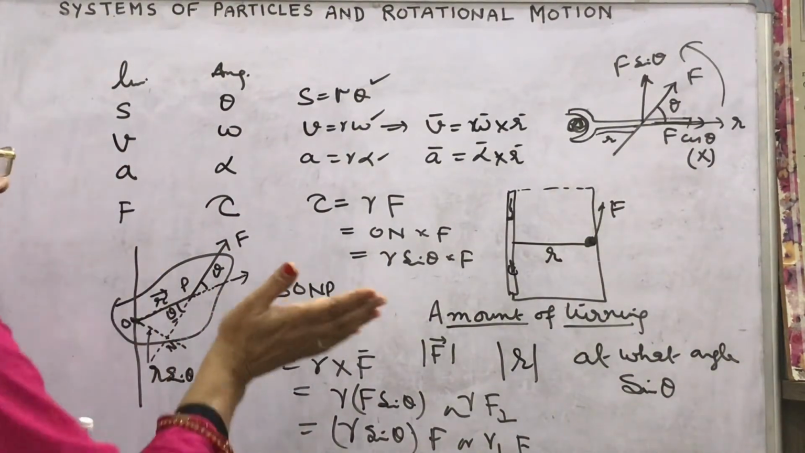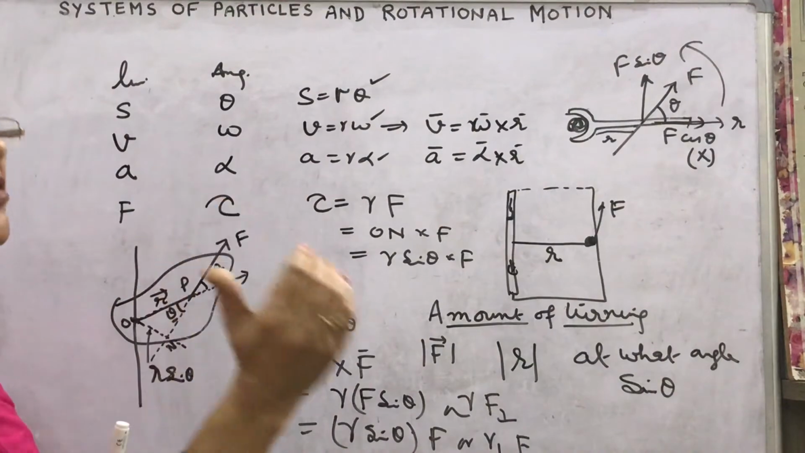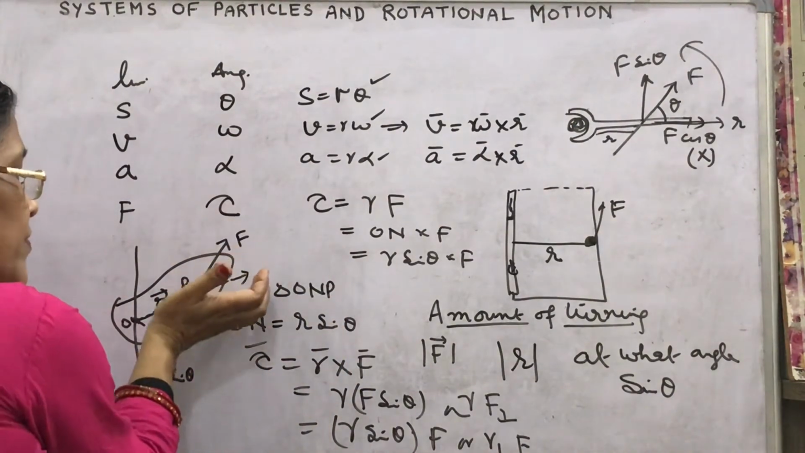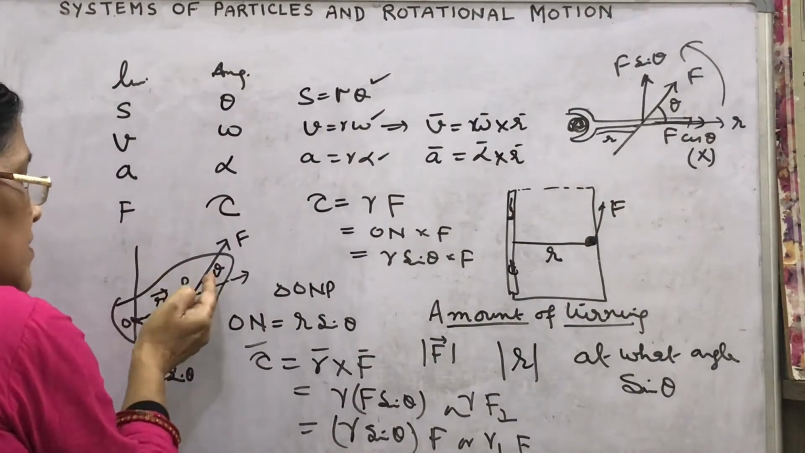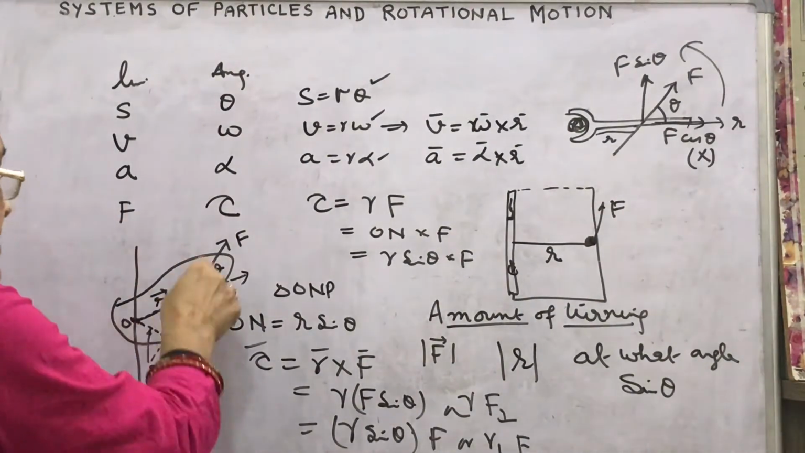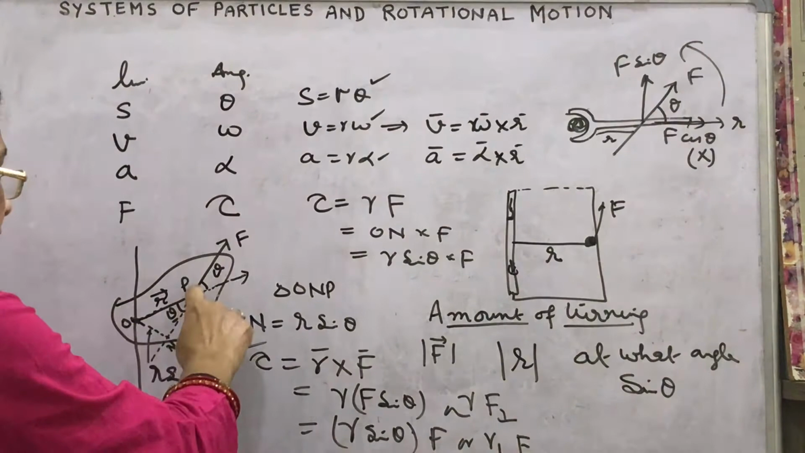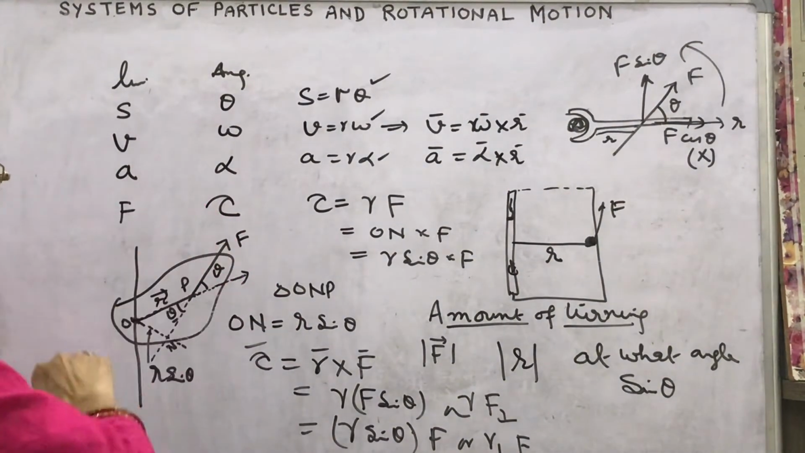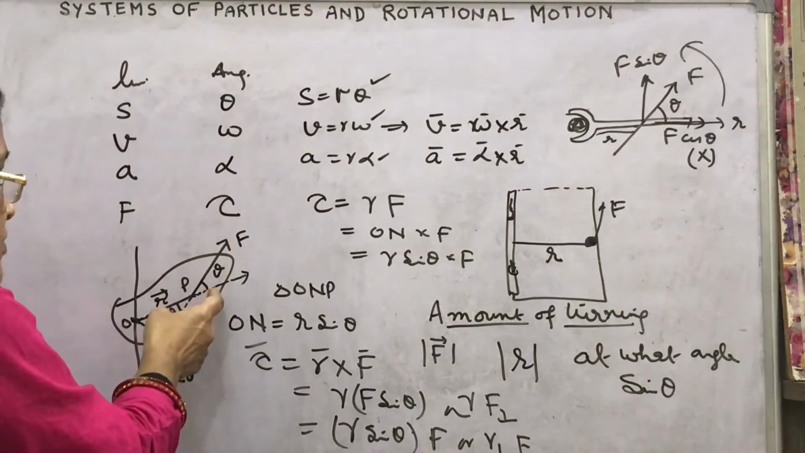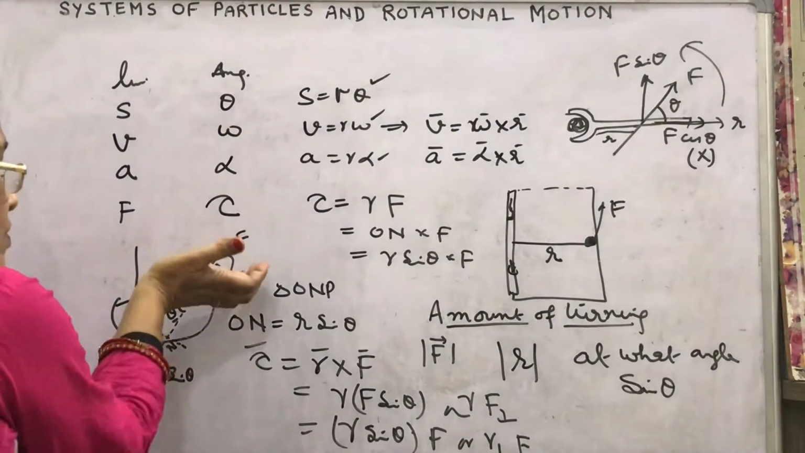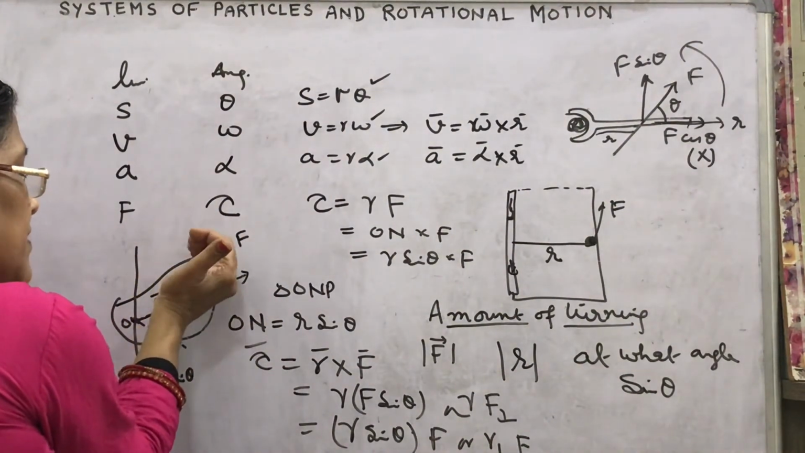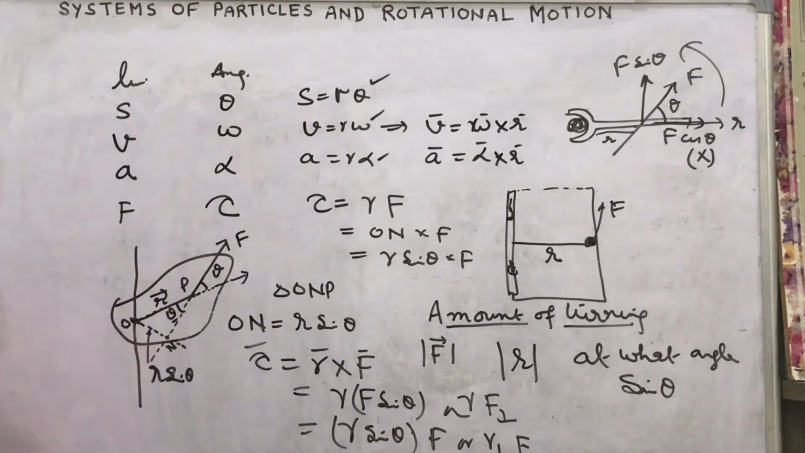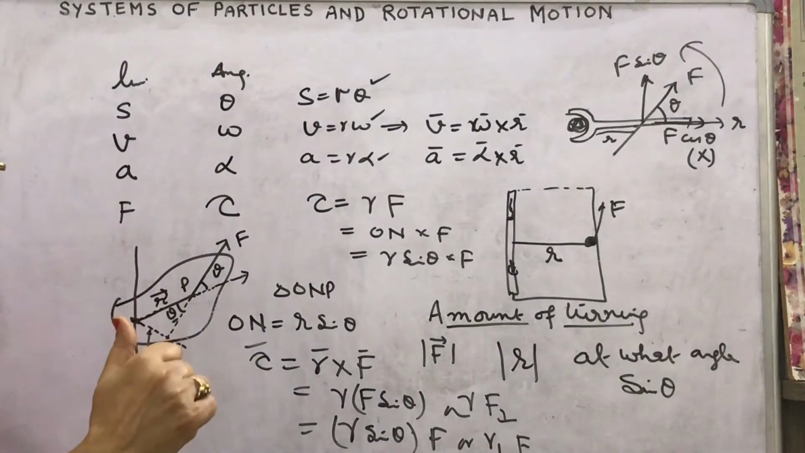Note down that for the right hand thumb rule, the curling of the fingers will be from r towards f, through the smaller angle side, not from this side. If you see this is r, this is f, then this angle will be more, this will be lesser. So from r towards f, if you curl the right hand fingers, then the thumb gives the direction of torque.